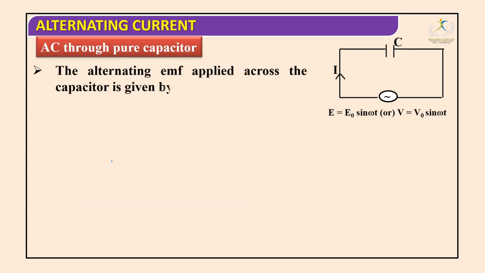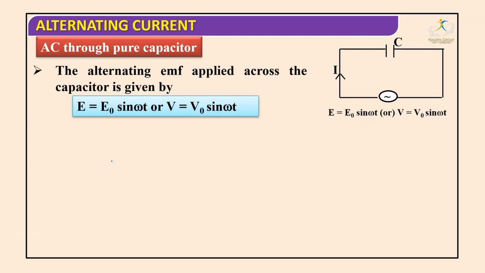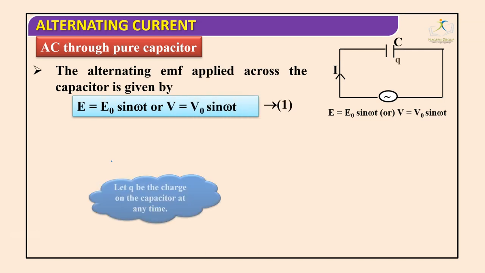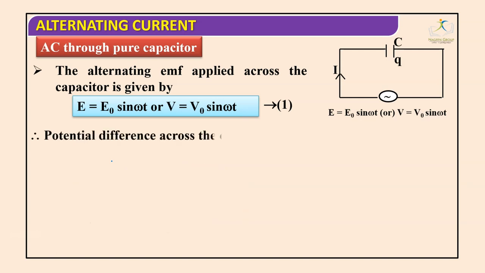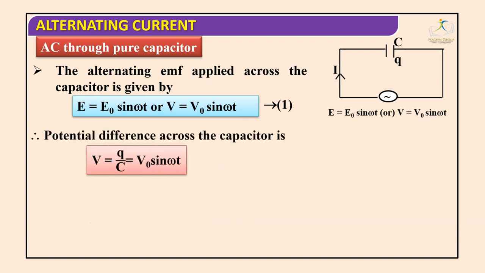The alternating EMF applied across the capacitor is given by E = E naught sine omega t, or V = V naught sine omega t. This is the first equation. Let Q be the charge on the capacitor at any time. The potential difference across the capacitor is V = Q by C = V naught sine omega t. And if I calculate the value of Q, this becomes V naught C sine omega t.